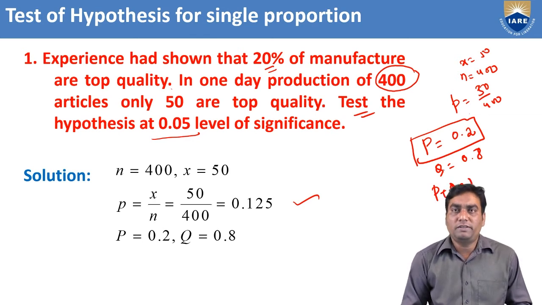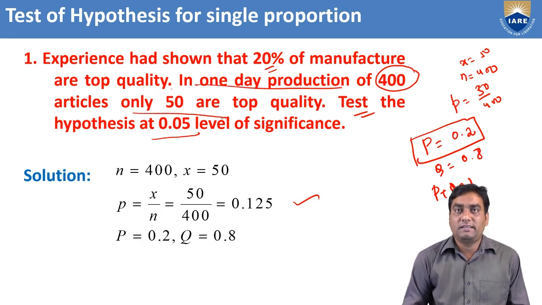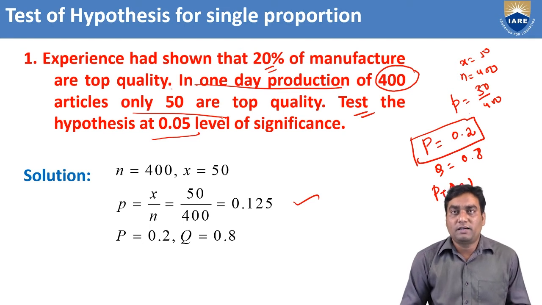Now, which test are we going to use? If you observe, the sample size is large, so it is test of hypothesis for large samples. Here we are not going to verify the single mean because the mean value is not given. We are going to test the proportion because in one day's production of 400 articles, only 50 are top quality. According to this statement, we decide that this problem is suitable for test of hypothesis for single proportion.